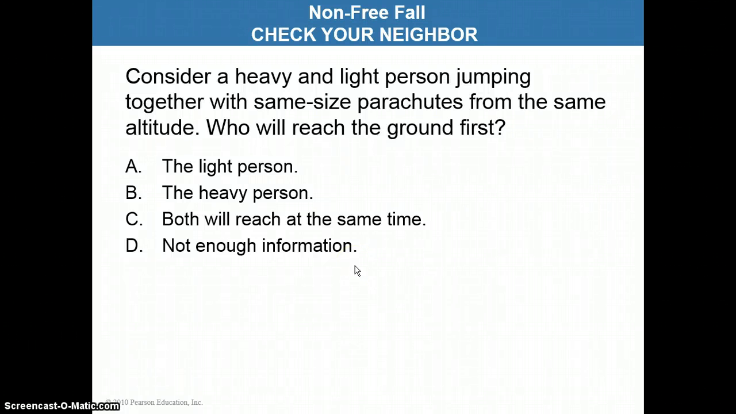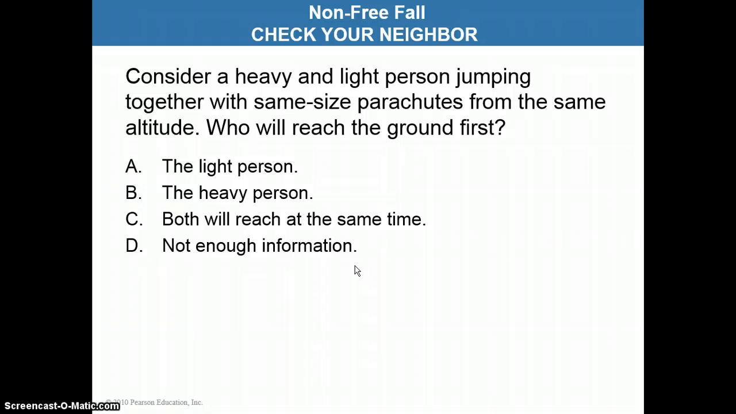We are in the home stretch for Unit 4 physics students as we wrap up our discussion of non-free fall with another question. So consider a heavy and a light person jumping together with same size parachutes from the same altitude. Which person is going to reach the ground first? The light person, the heavy person, both at the same time, or is there not enough information? Pause the video now as you determine your answer.